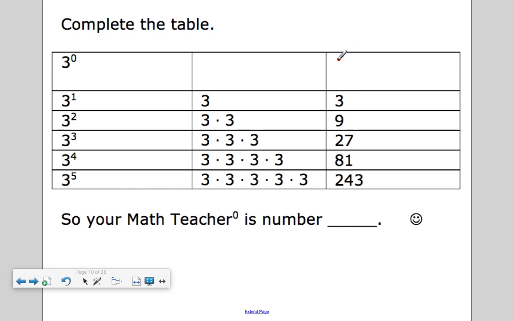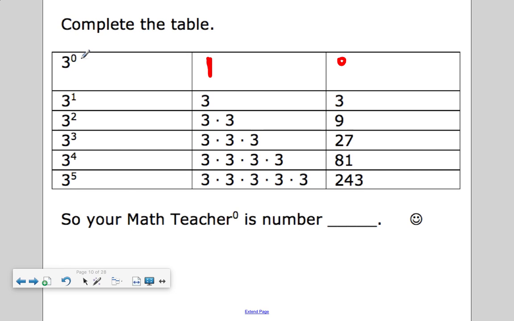So if you said the exponent is 0, well, that makes sense. If you multiply numbers by 0, how would you get 3, 9, 27, 81, 243? If you said the answer is 3, no, it's not, because 3 to the 1st power is 3. The answer is actually 1.